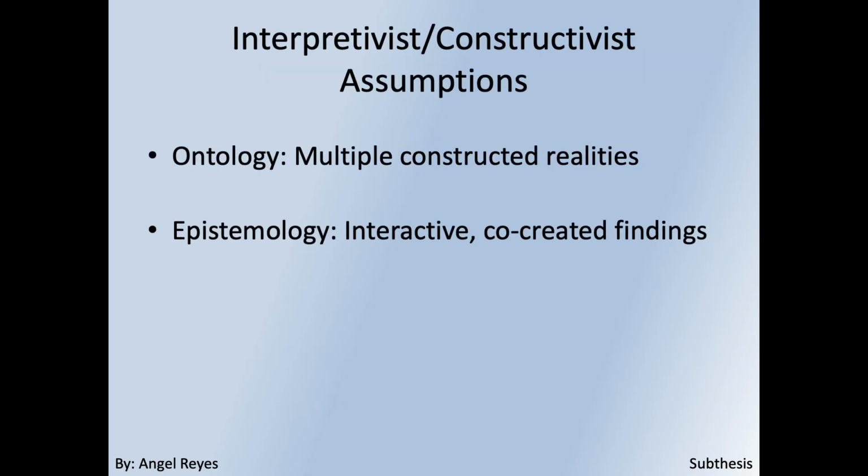Interpretivist and constructivist approaches are grounded in distinct ontological and epistemological assumptions. Ontologically, they reject the notion of a single objective reality, instead recognizing multiple constructed realities. From this perspective, reality is not something out there to be discovered, but is socially constructed through human interpretation and meaning-making.